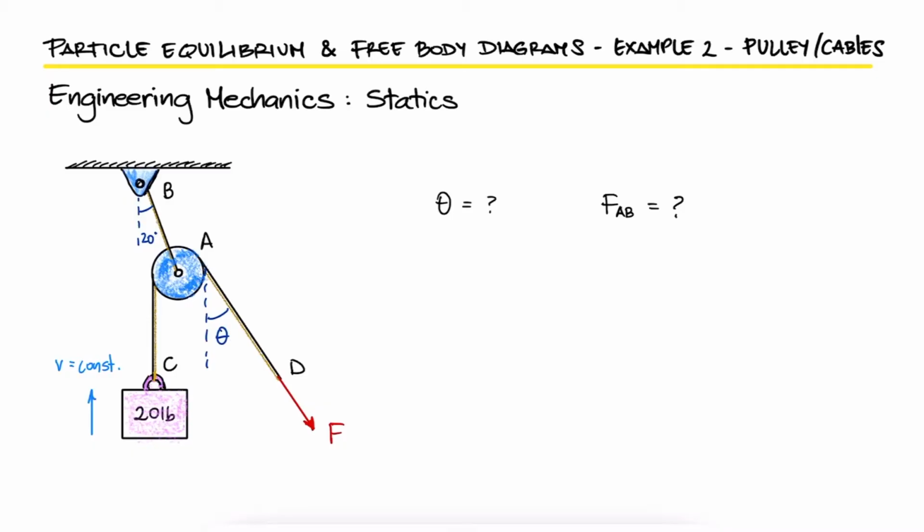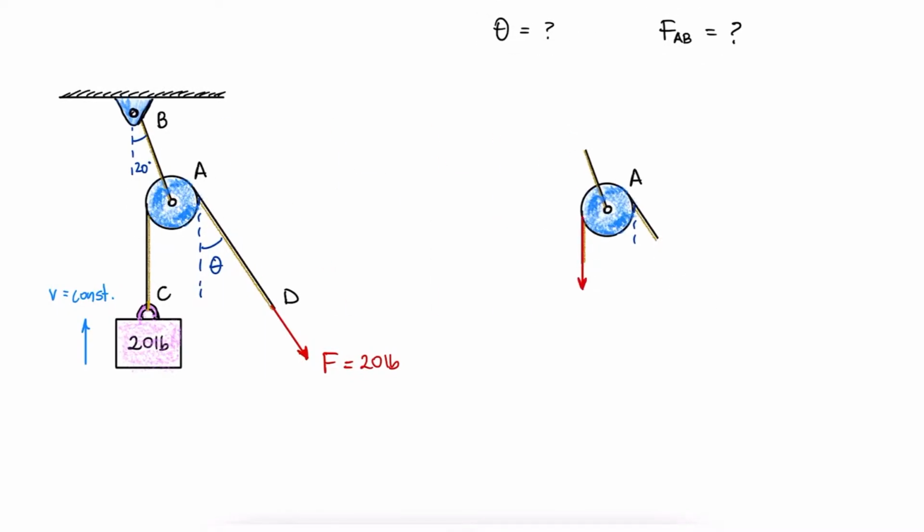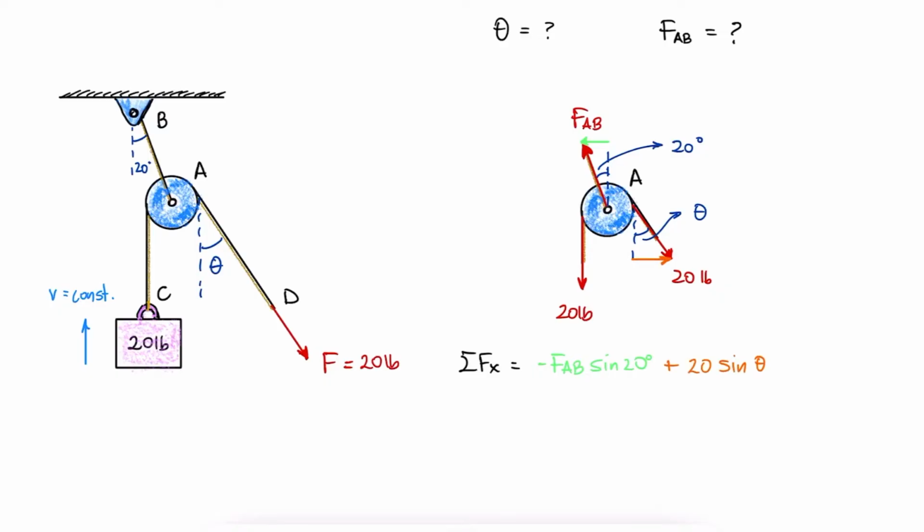The first thing we need to realize is that the tension within the cable CAD is all the same, and therefore F is equal to 20 pounds. With a free body diagram of the pulley, properly labeled with the vector FAB in the direction from A to B, like it was explained in the main video, and always assuming tension for unknown forces, even though in this case it's pretty obvious it's a tensile force, we can write the sum of forces in the x direction and the sum of forces in the y direction.